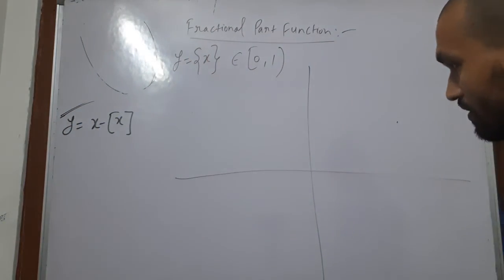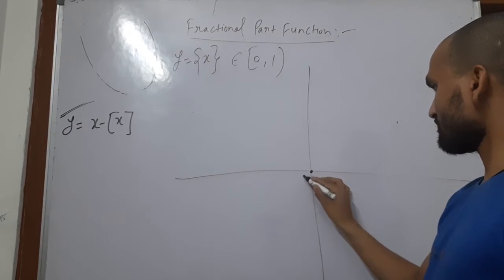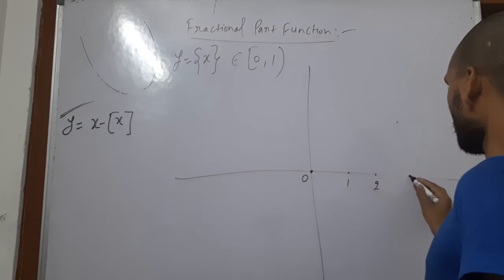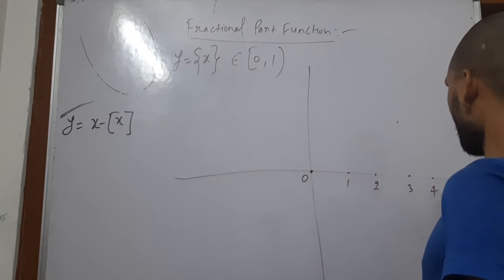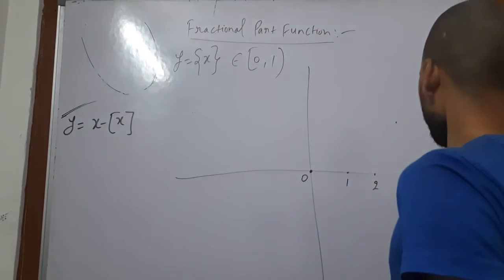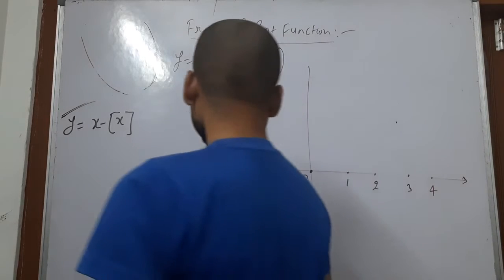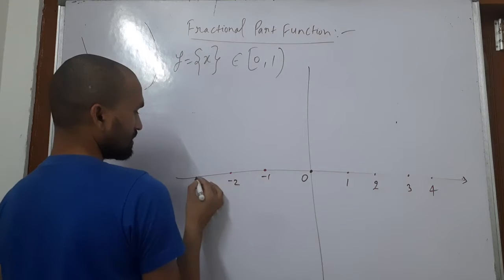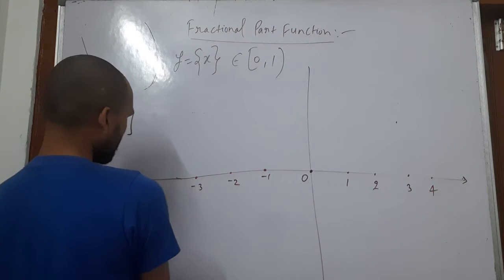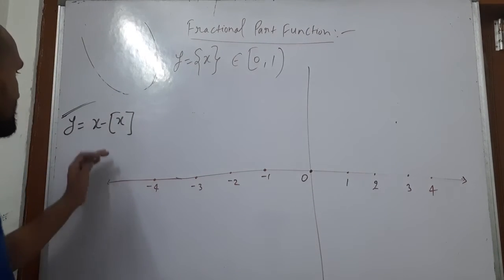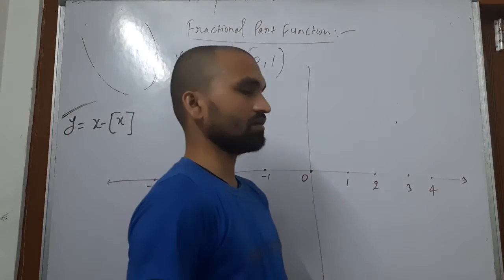Okay. Now we should start x from 0, 1, 2, 3, 4 and take 5 here or up to 4. Here we should take negative 1, negative 2, negative 3, negative 4. Okay. Now we should check the result between these intervals.